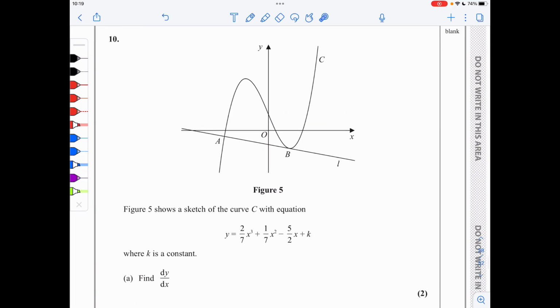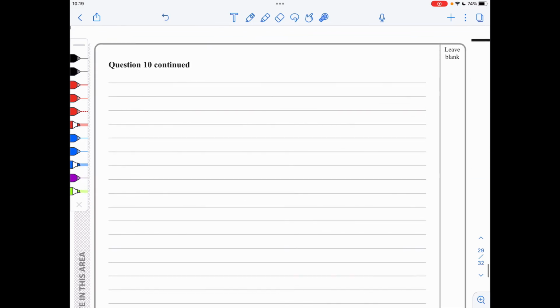In question 10, we are given a sketch of curve C and we need to find dy/dx. So we can start by writing out the equation for y, and we can differentiate. This will give me dy/dx is 2 over 7 times 3x squared plus 1 over 7 times 2x minus 5 over 2. The k is a constant, its derivative is 0, which simplifies to 6x squared over 7 plus 2x over 7 minus 5 over 2.